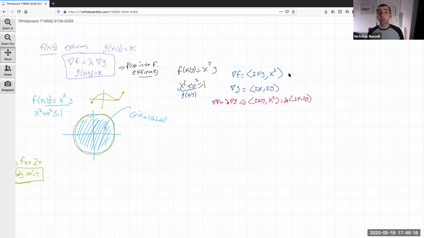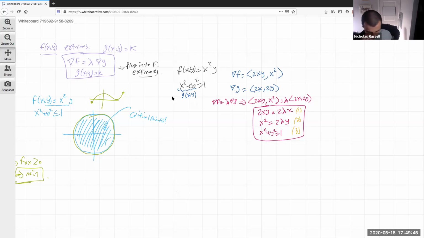If I equate the x components and the y components, I get that 2xy is equal to 2 lambda x, and then x squared is equal to 2 lambda y. As well, we have the constraint x squared plus y squared equals 1. This is our system of equations, and we basically want to find all the x and y that satisfy it.